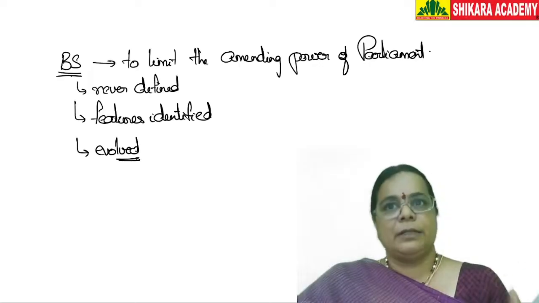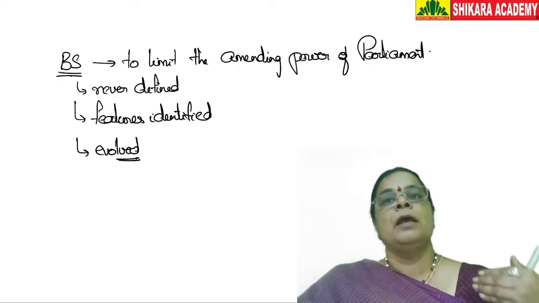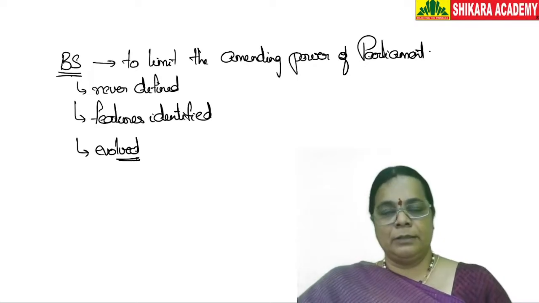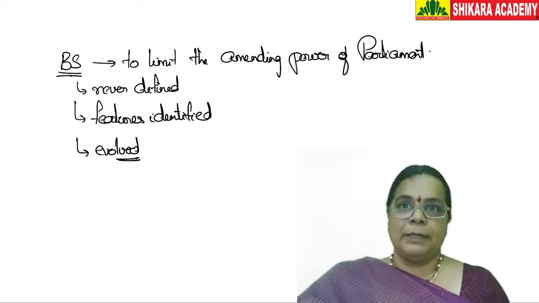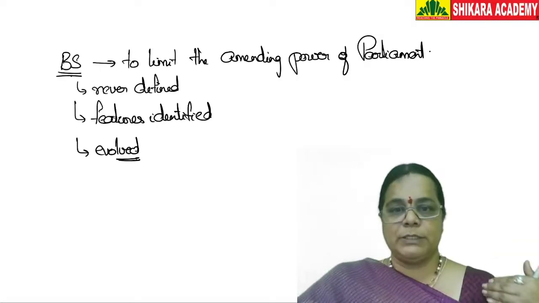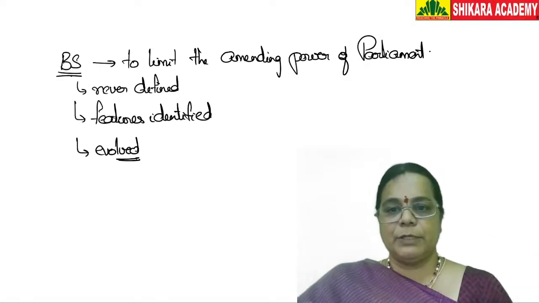Basic structure has been criticized. Several people have said that it is judicial overactivism. A judiciary cannot enter into this sphere. What is the point in undermining Parliament, which is an elected body, which is a legislative body, its power to amend the constitution? How can it be restricted by the judiciary?